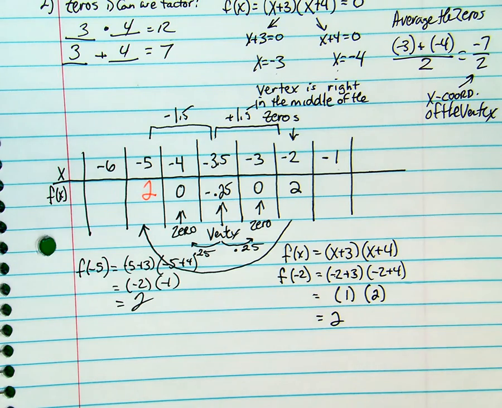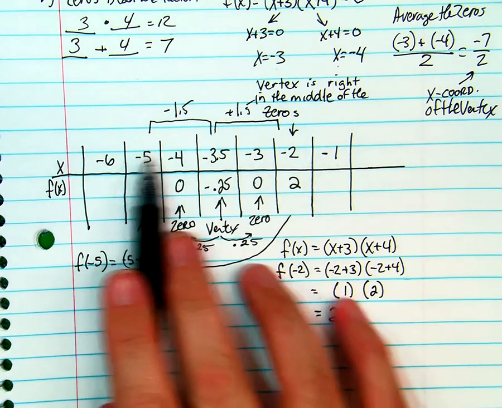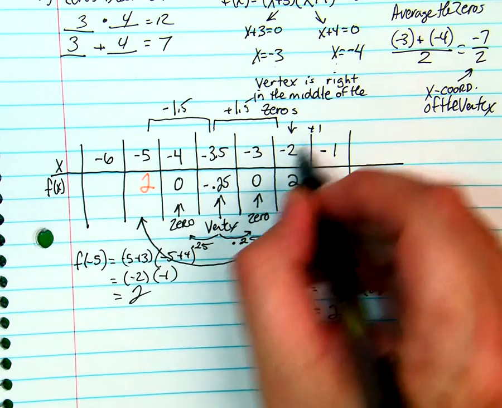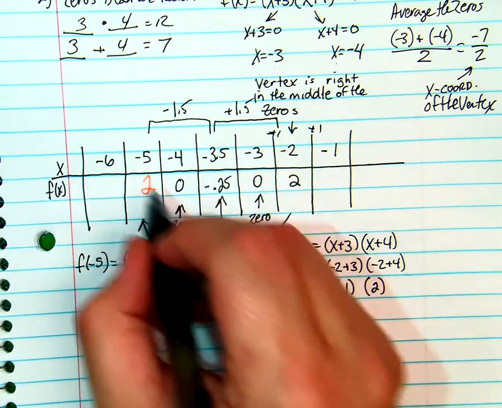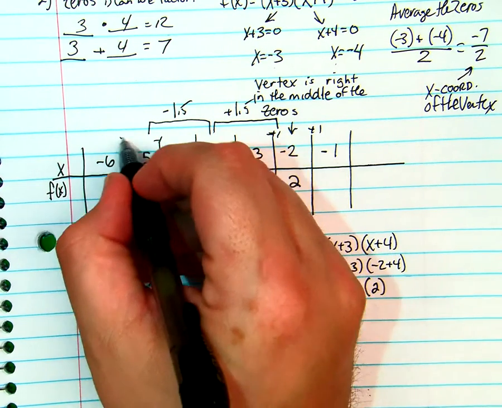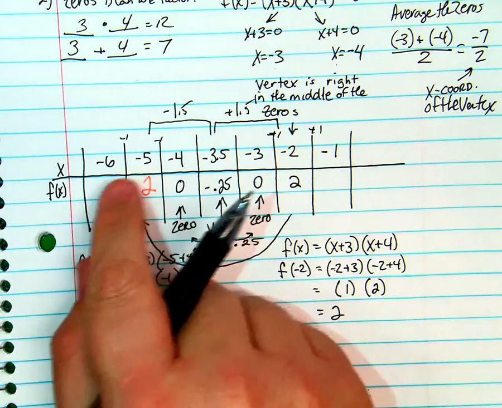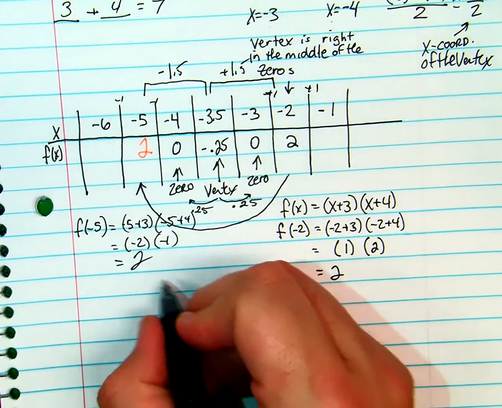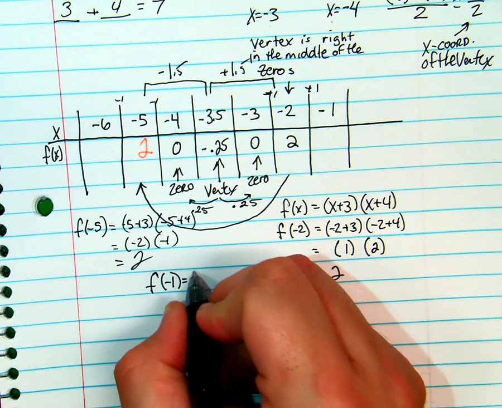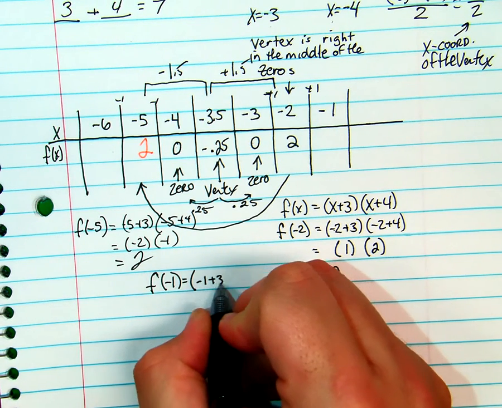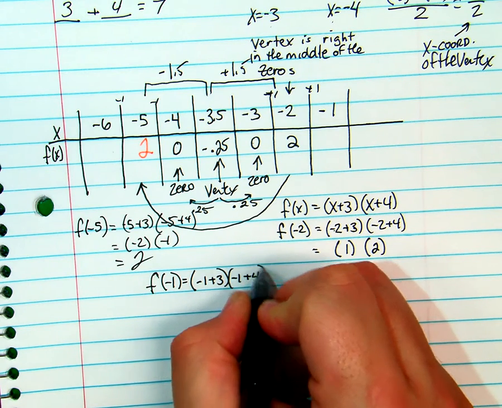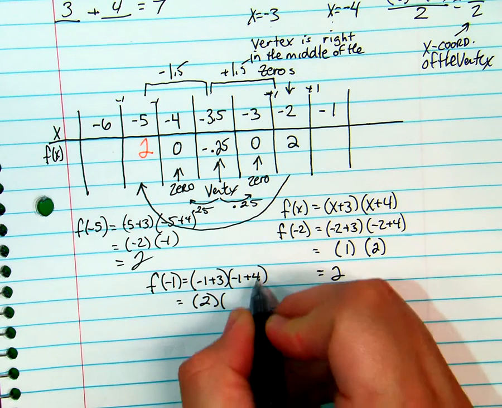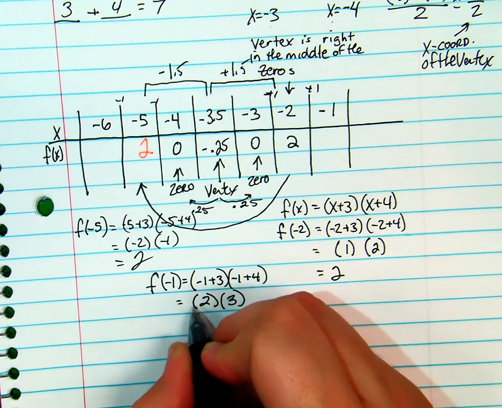Now, since I'm adding 1 here and adding 1 here, and I'm subtracting 1 here and subtracting 1 here, whatever I get here is going to be the same as what I get here. So I'm going to take negative 1, plug it in the equation. So negative 1 plus 3, negative 1 plus 4. What's 3 minus 1? And 4 minus 1 is, what's 2 times 3? 6. So what's this value over here? 6.